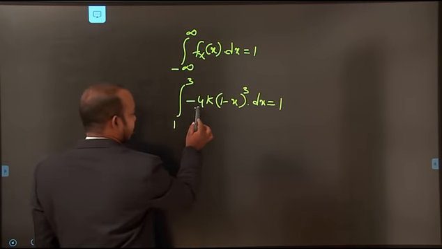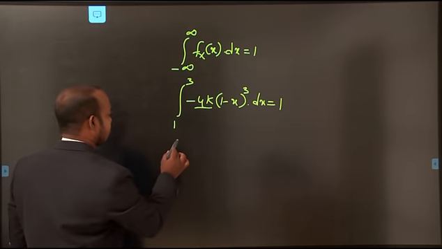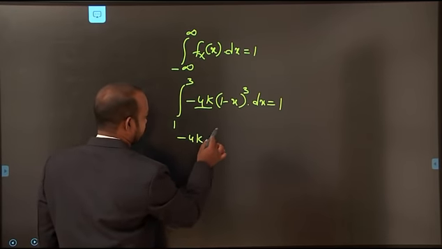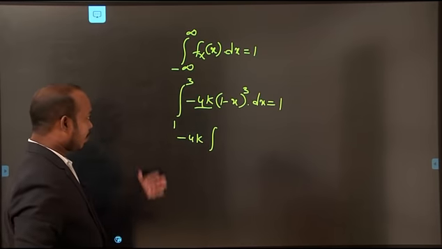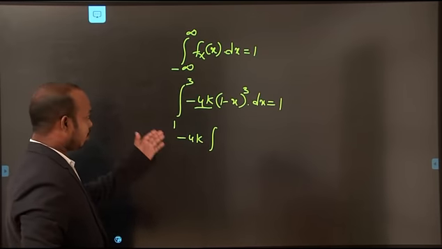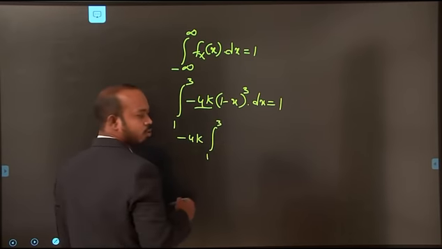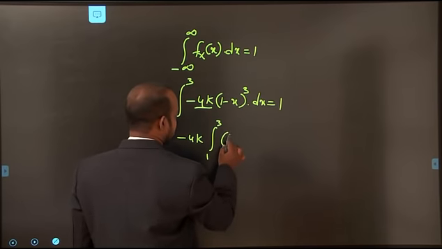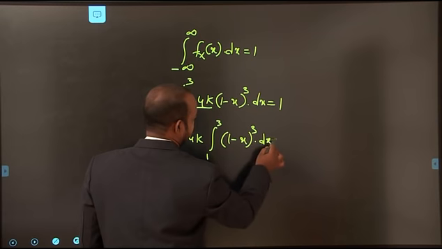Minus 4k is a constant term. That's why I am writing minus 4k outside of the integration. The integration is from 1 to 3, of the term (1 minus x) whole cube dx, is equal to 1.